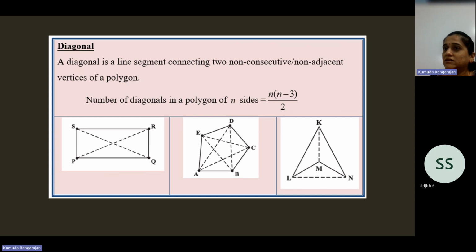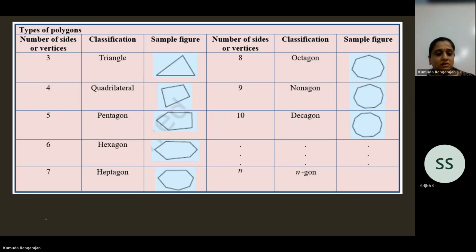Okay, now what's a diagonal? Look at this. These are the vertices, right? Now, the line segment joining any two consecutive vertices, consecutive meaning one after the other, is called the side of the polygon. The line segment joining two non-consecutive vertices is the diagonal.